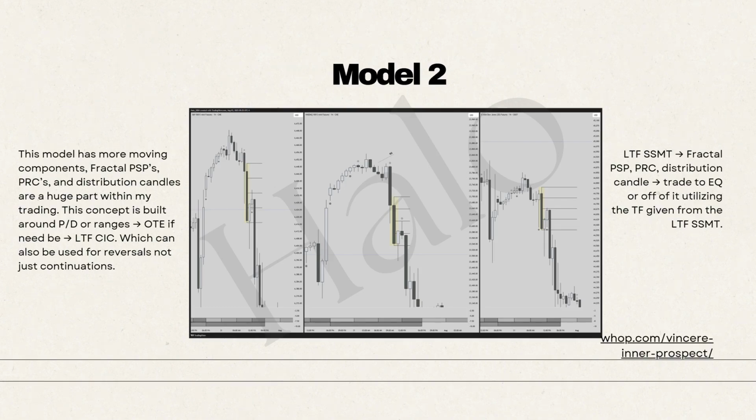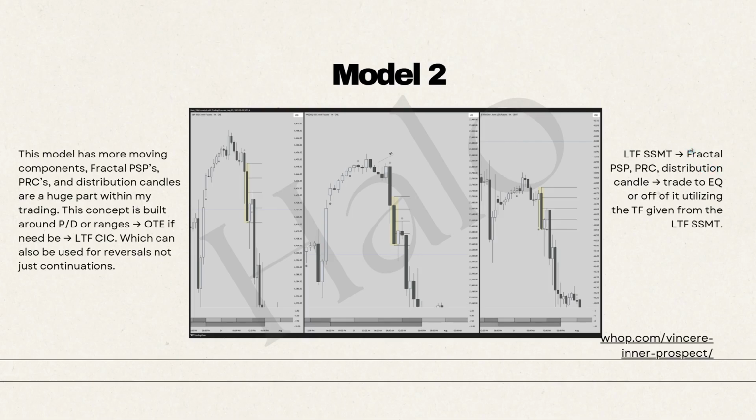So on the right, I have the basic limitation of what a fractal PSP, PRC, or distribution candle will hold, and I'll also go over this in my TradingView chart as well. The basis starts off with lower time frame sequential SMT, then going to your fractal PSP, PRC, or distribution candle. If you want to learn more about that, watch the fractal PSP video.